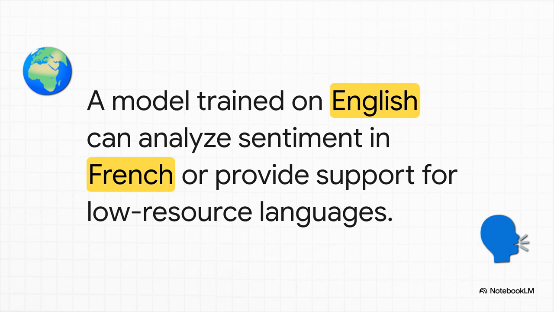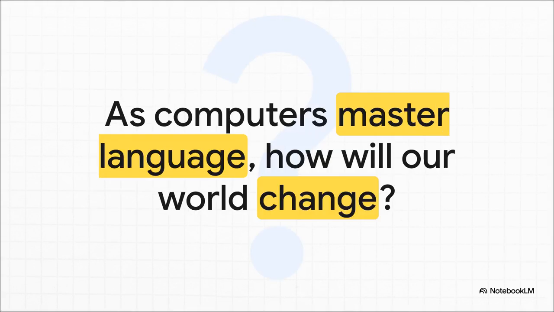When you train a model on tons of different languages, it starts to learn the universal patterns of language itself. This means a model trained mostly on English can be fine-tuned to do complex tasks in French or even provide support for languages that have very little data online, giving them a huge boost. So from just predicting the next word to becoming a specialist in medicine, the evolution here is just staggering.